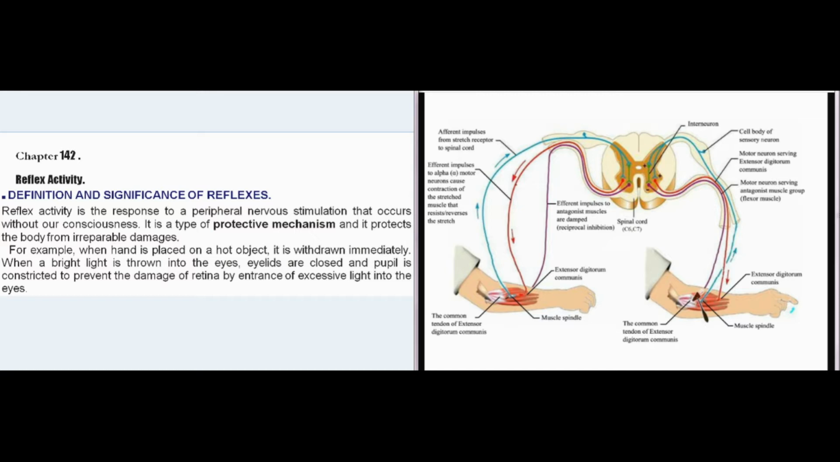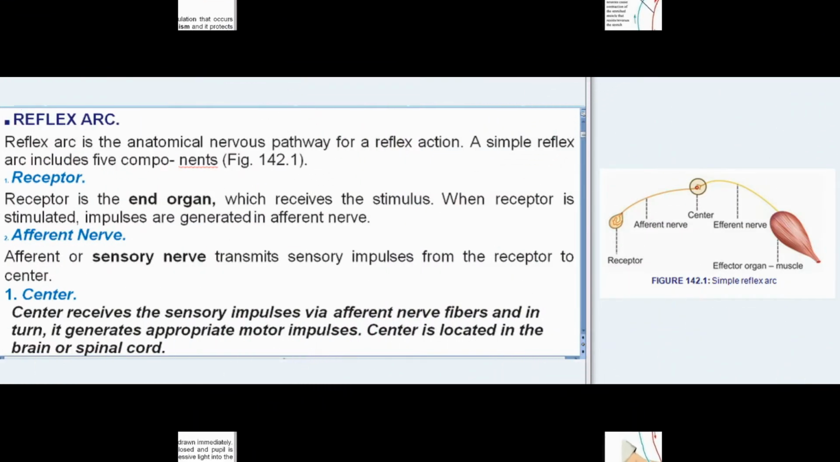When a bright light is thrown into the eyes, eyelids are closed and pupil is constricted to prevent the damage of retina by entrance of excessive light into the eyes. Reflex arc. Reflex arc is the anatomical nervous pathway for a reflex action.